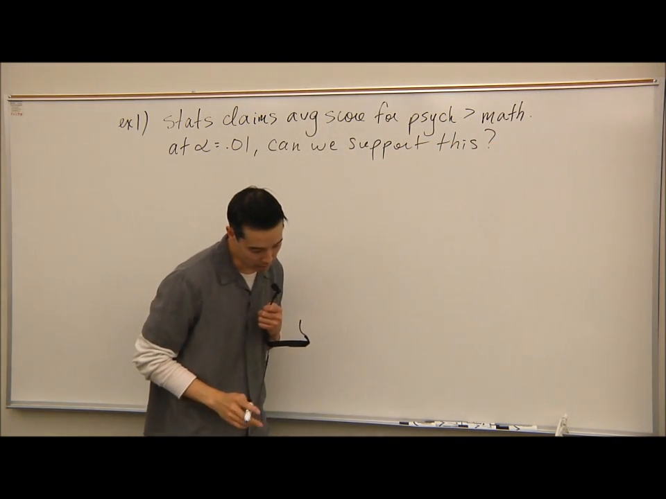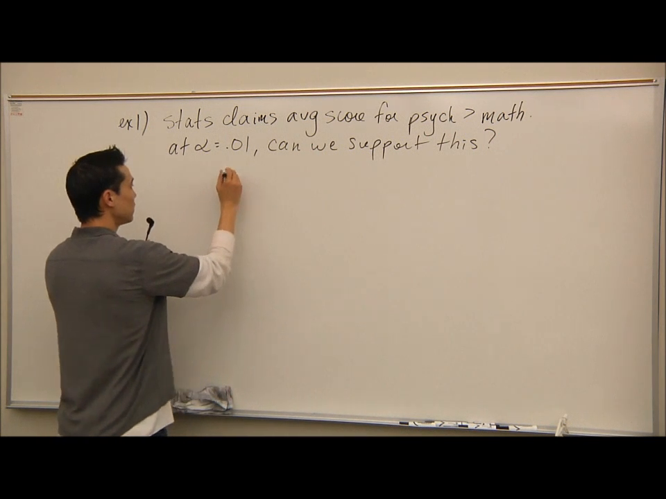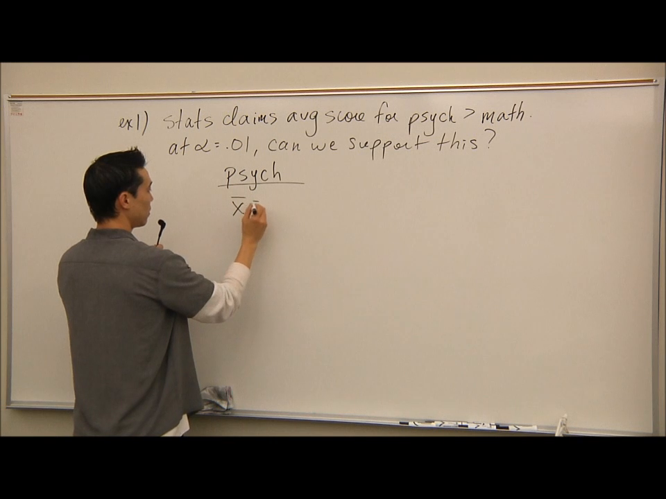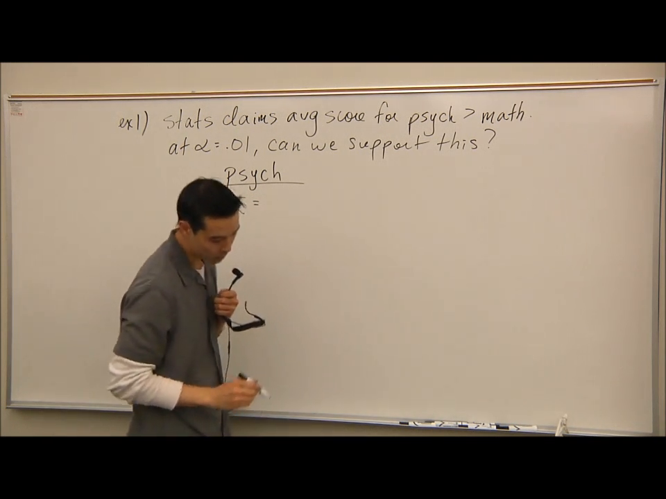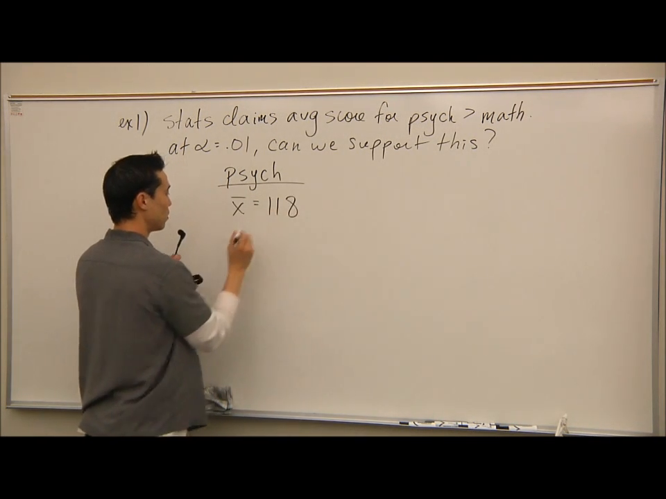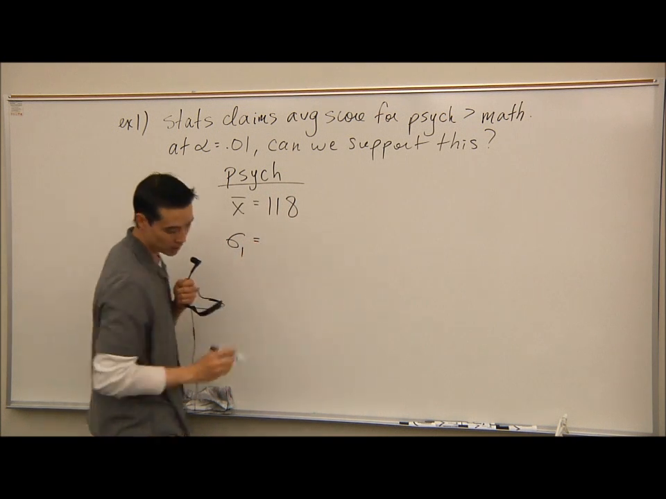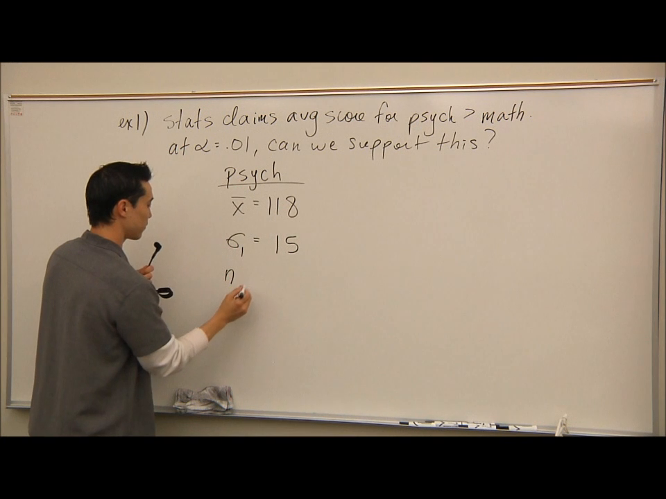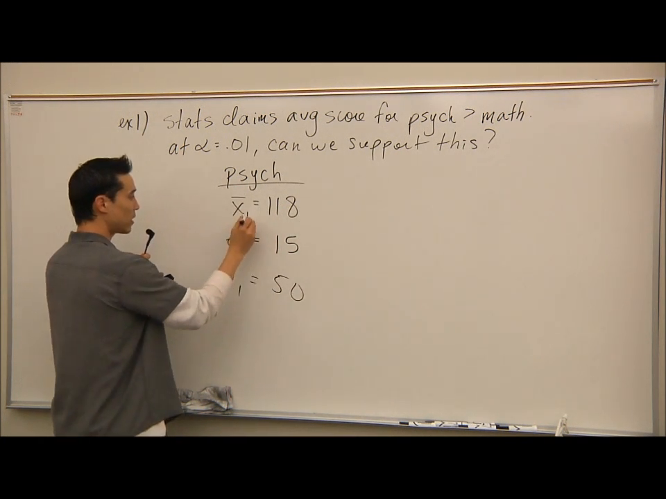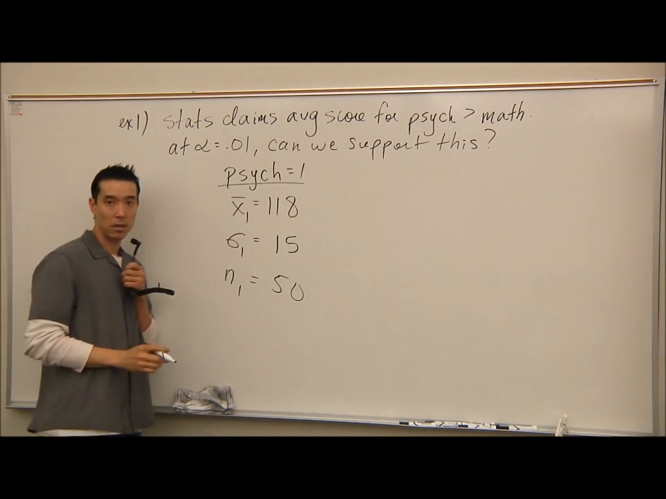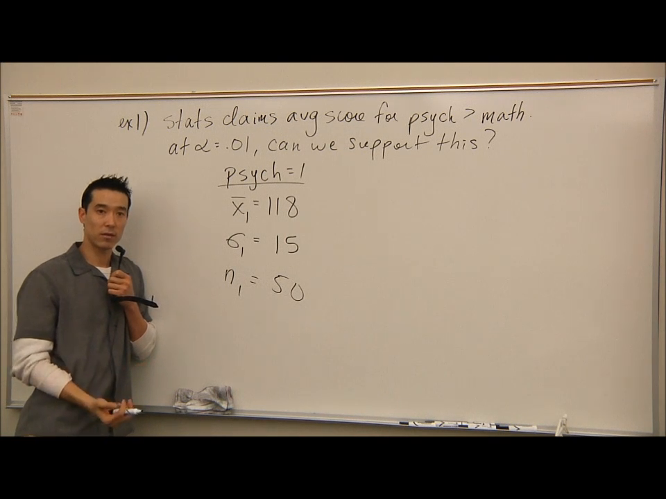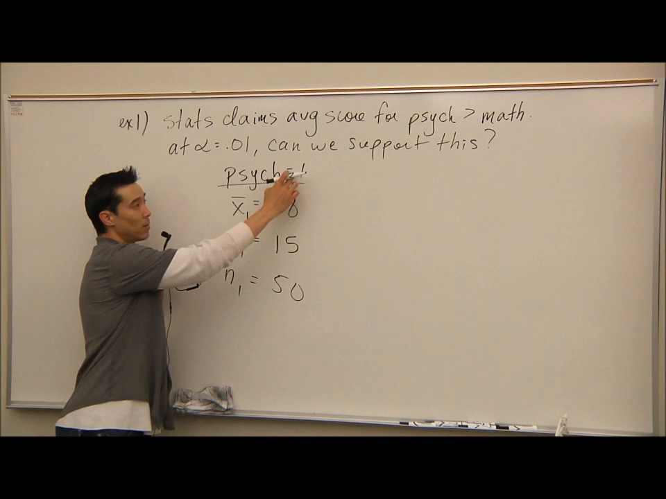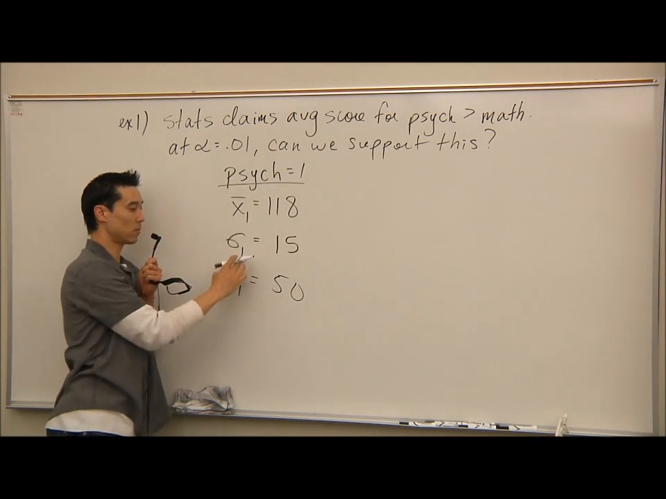Okay, and here's your stats. Your psychology sample, the mean was 118. We're given the population standard deviation is 15, and we looked at 50. I'm going to label psychology as 1. Generally, the first sample given I'll label as 1, and the second sample given I'll label as 2. So I'm labeling psychology as 1, so this is x1 bar, sigma 1, n1.